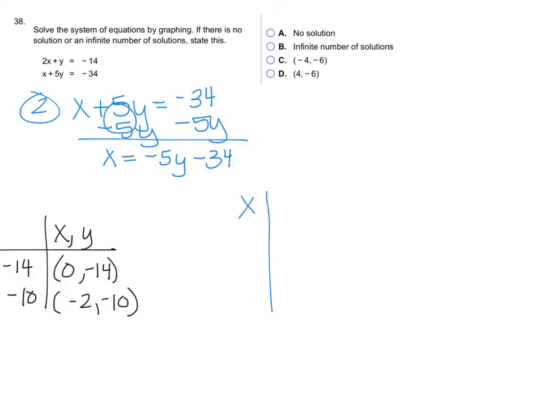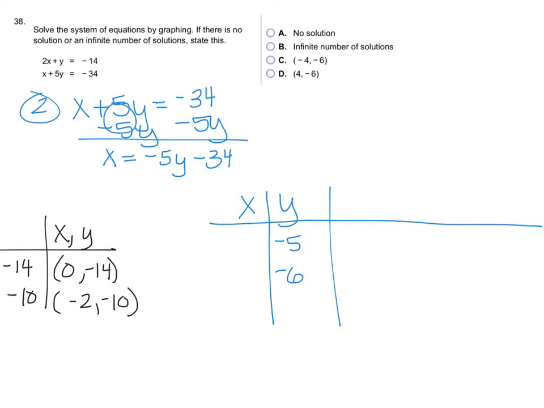Okay, so just like before, I'm going to create the xy chart, and now I'm going to choose values for y. I have some pretty big numbers in this equation, and I want to be able to plot them all on a single graph, and usually the graphs don't go up that high for the x and y coordinates. So I'm going to choose negative 5 for y and also negative 6 for y. This will give me a little bit lower x, so I can plot the ordered pairs easily on the graph.